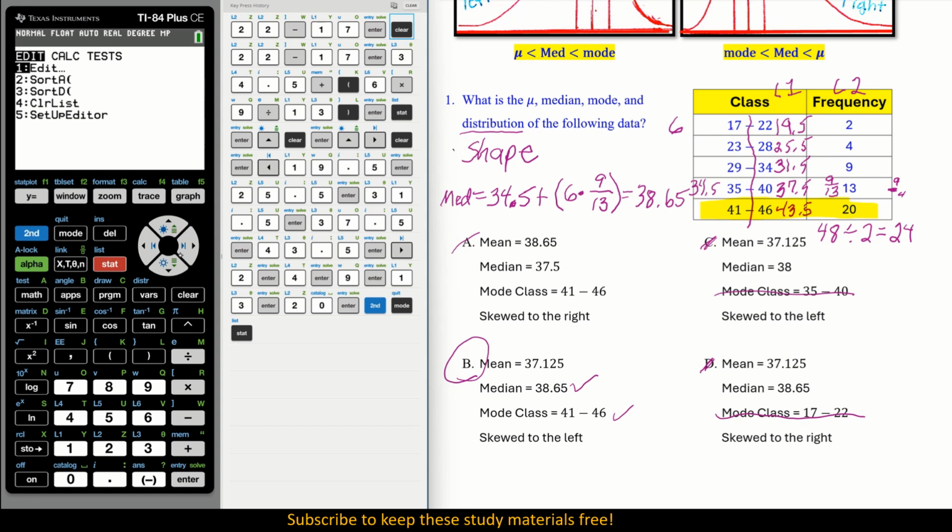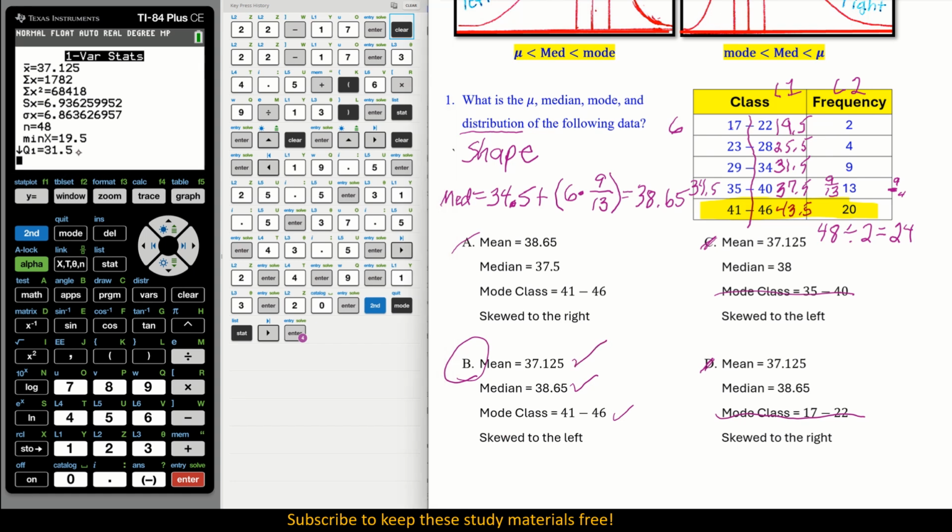So let's go stat, go over calc. Okay, let's go to number 1. All right, we already have L1, L2. Remember, we're looking for the mean. Okay, enter again. And there it is, 37.1. Yep, and it is correct. We are correct. Fabulous.